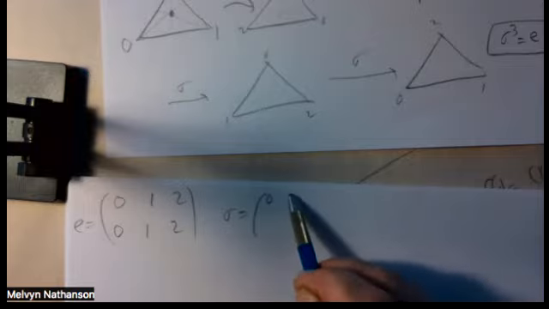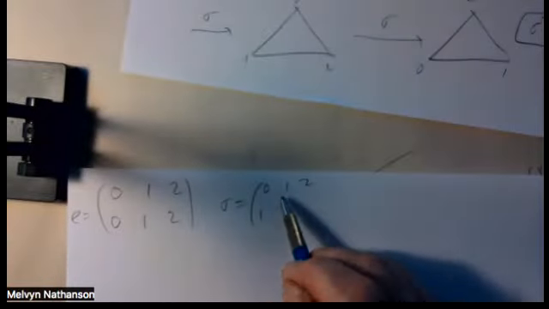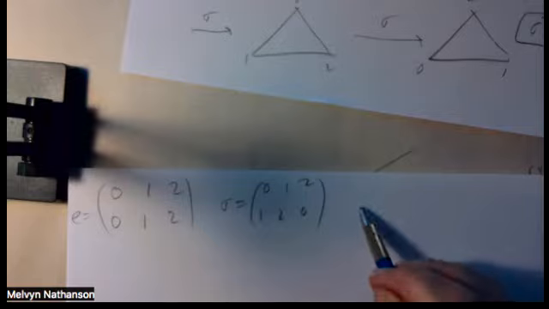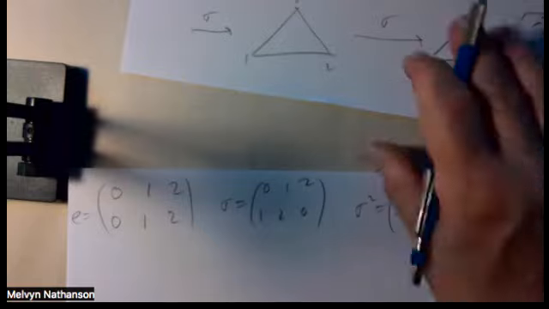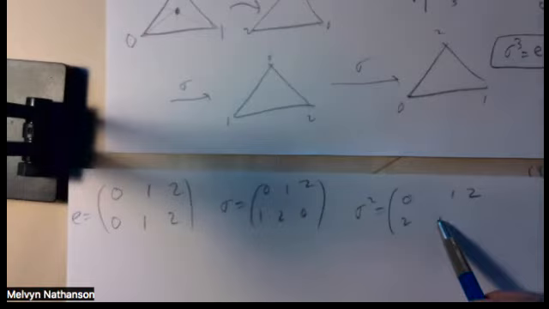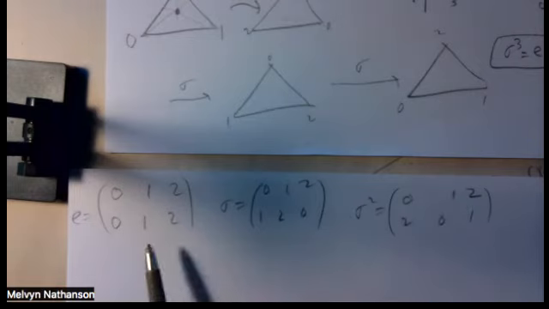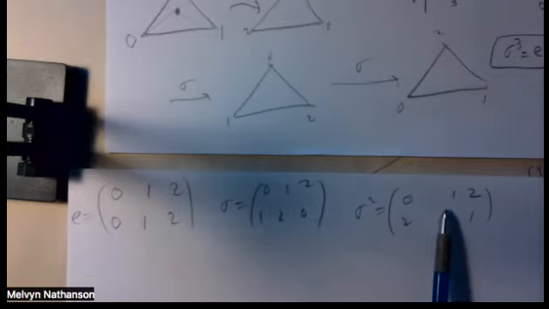And what does sigma do? Sigma puts 0 in position 1, 1 in position 2, and 2 in position 0. So 0 goes to 1, 1 goes to 2, and 2 goes to 0. What about sigma squared? That's when you follow a sigma with itself. Sigma squared, 0 ended up in position 2, 1 ended up in position 0, and 2 ended up in position 1. So I could describe each of these symmetries by just describing where the vertices of the triangle end up moving to.